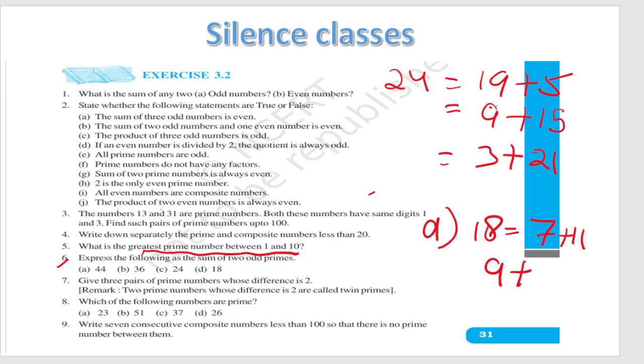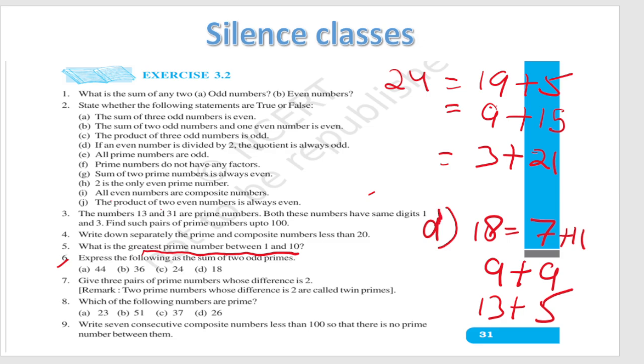9 plus 9 is 18. And else 13 plus 5 is 18. Okay, so like this you can find out how many numbers.